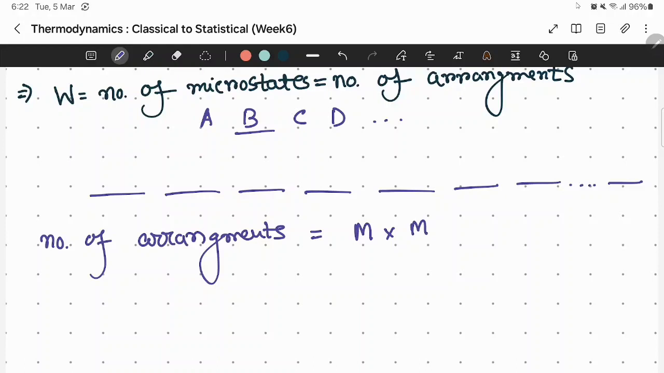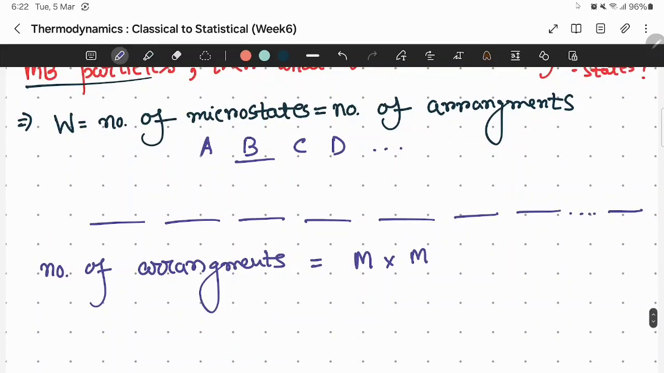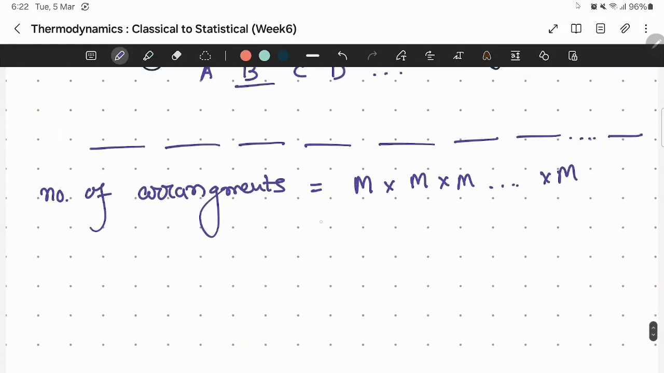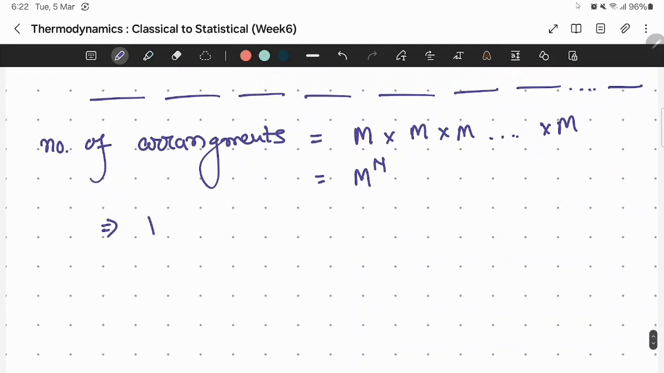Why? Because it's not restricted that in one state there will be only one particle. There is no restriction. In one state, all n particles can be there. So as there is no restriction for each particle, there are m ways to be arranged because m states are there. So it will be m n times, so m to the power n. This will be the number of arrangements. So W will be m to the power n. Okay, so in this way you have to do.